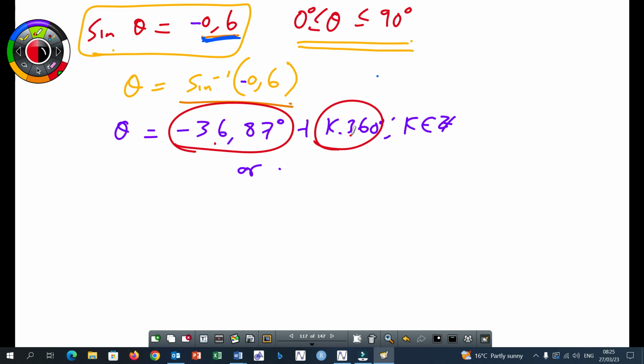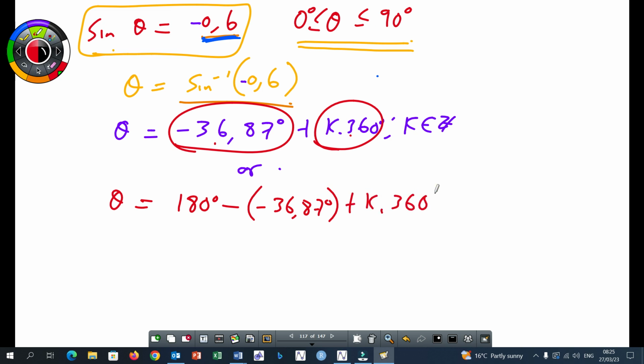Alright? Then, to get the second one, it will be theta equal to 180 degrees minus, because this angle is in the fourth quadrant. We want to find its sister or brother in the third quadrant, because sine is negative in the third and fourth. So we subtract the reference angle from 180. Right? Then we write that.